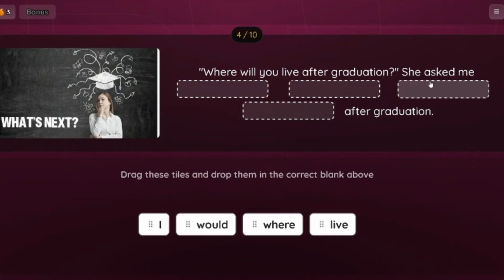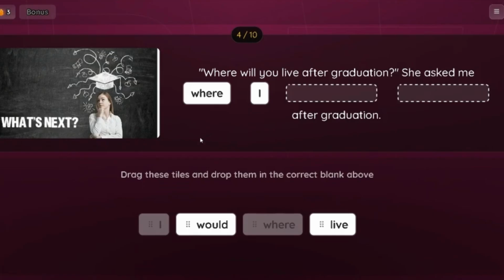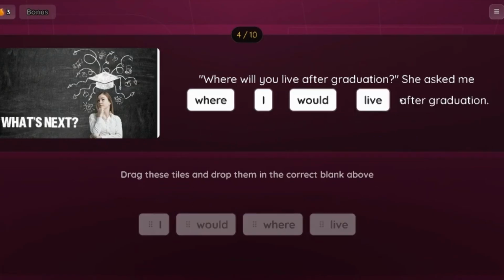But this is a question, so I have to use asked. She asked me, the same question word. Where, subject and verb: where I would live after graduation. Excellent. Good job. Next.